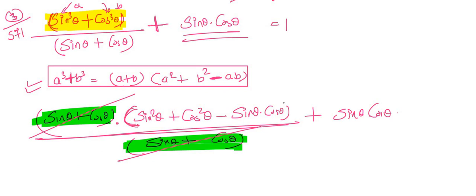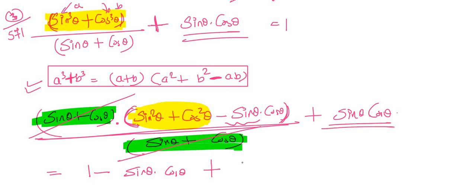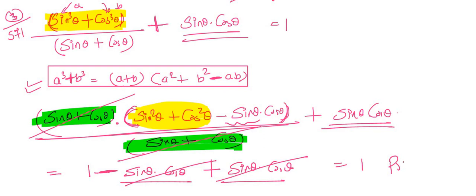This is left over. Okay, in this, what is this? Sin square plus cos square. We all know this is nothing but 1. So it is 1, and this is minus sin theta cos theta. And what is this? I will add it, sin theta cos theta. Now these two, this is minus and this is plus, the same thing will cancel, is equal to 1, hence proved. I hope you got it.